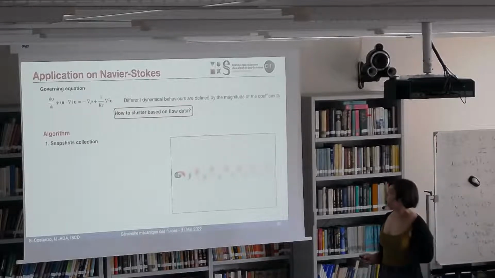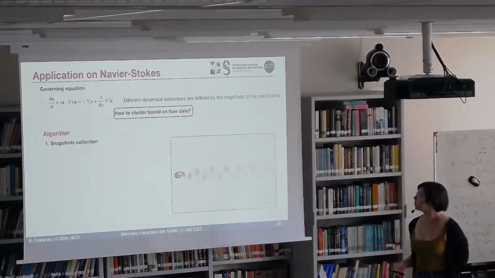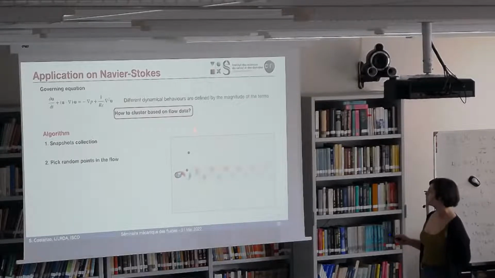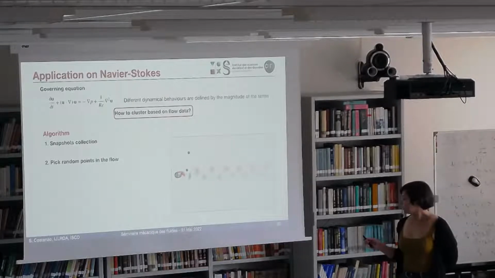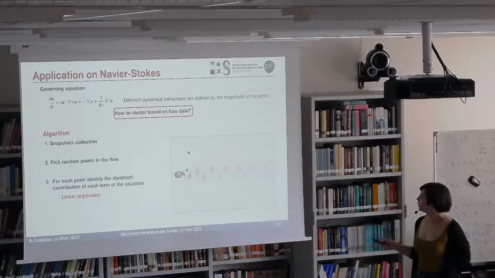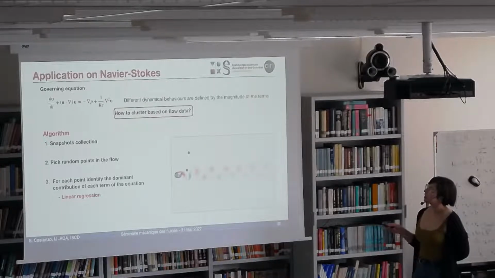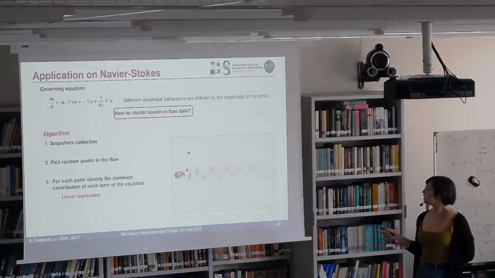So we perform again a snapshot collection. As I said before, we pick some random points in the flow. In this case, I just show 3, but we can span the whole domain with points. And then we perform linear regression on each one of these points to find the dominant contribution of each term of the Navier-Stokes equation.